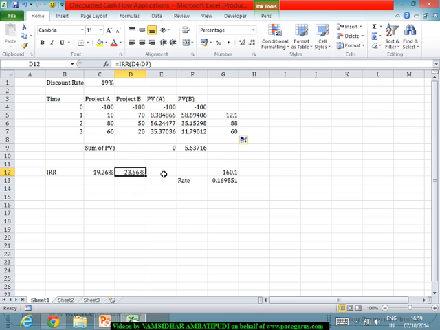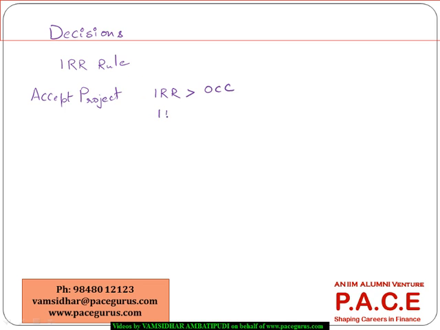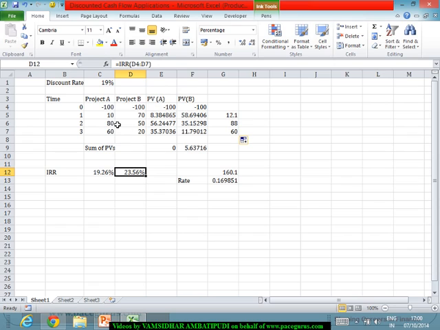So IRR is generally computed using various spreadsheets. And when it comes to using IRR for decisions, where we talk about the IRR rule, it simply says accept any project if the IRR is greater than the opportunity cost of capital. If the IRR is lesser than the opportunity cost of capital, probably reject the project. So in this case, if I had taken the opportunity cost as 12% or probably 10%, the IRR is 19.26%, which is greater than the opportunity cost of capital, which is taken as the discount rate. So I can very well go ahead accepting the project.